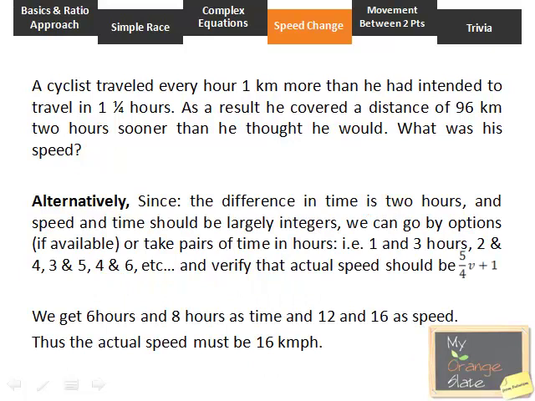Alternatively, further, if we see the difference in time is 2 hours and speed and time should largely be integers, we know that speed into time is equal to 96 and difference in time is 2 hours. So the time in the two cases can be 1 and 3 hours, or 2 and 4, or 3 and 5, or 4 and 6, or 5 and 7, or 6 and 8, and so on. Now 3 and 5 and 5 and 7 is not possible because t is equal to 5 does not give us speed in integers.